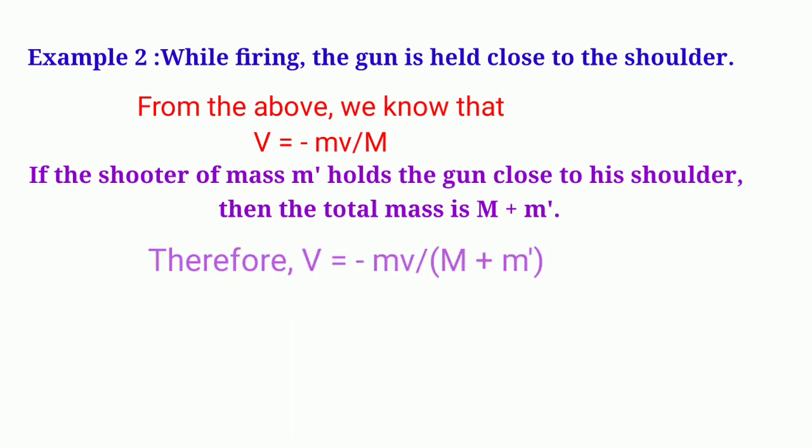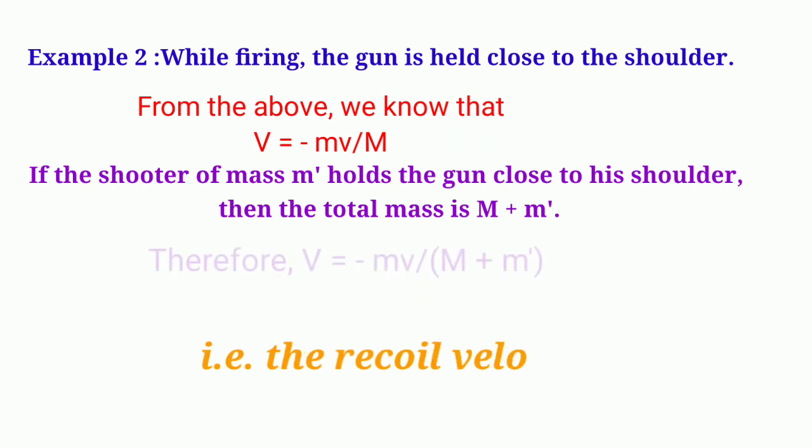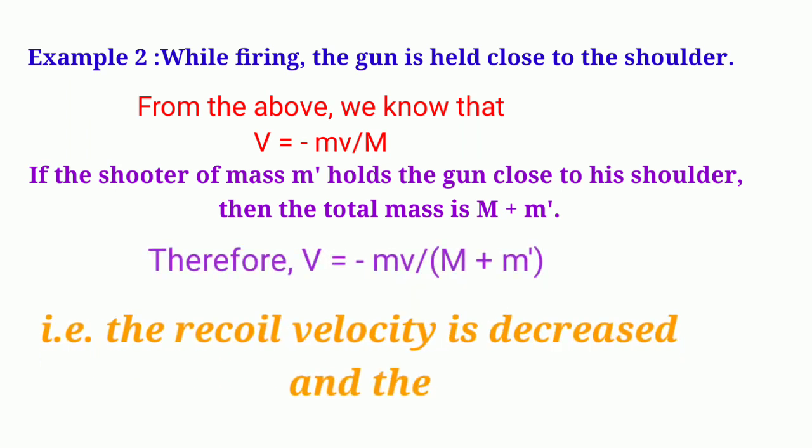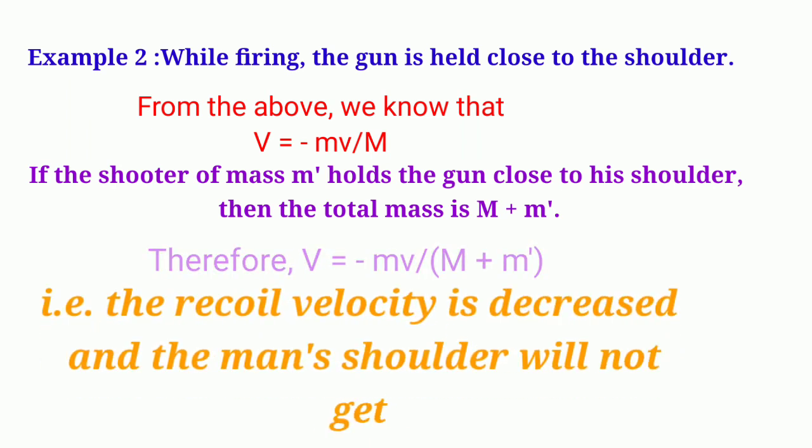Here, capital M plus small m dash becomes very large, therefore capital V, that is the recoil velocity of the gun, decreases. As the recoil velocity capital V or the backward jerk due to the gun is reduced, the shoulder of the shooter will not be hurt and the shooter can easily hit the target with less recoil. So by increasing the mass, the recoil of the gun is reduced.